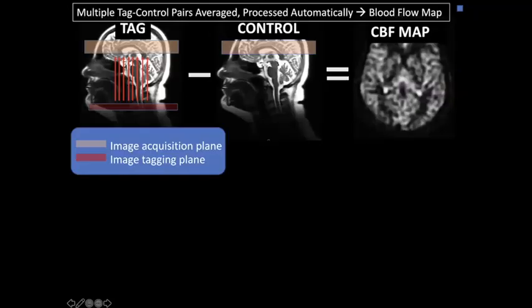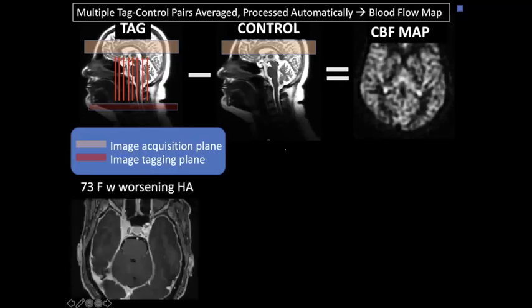Looking at this diagrammatically, you can see the image tagging plane in the neck and the image acquisition plane more superiorly. And here are our labeled spins moving from the tagging plane to the image acquisition plane. In addition to the tag, we have a control. Multiple tag control pairs are averaged and then processed automatically to yield a map of blood flow that looks like this, as shown in this example of cerebral blood flow.